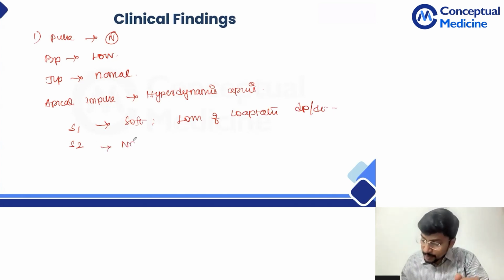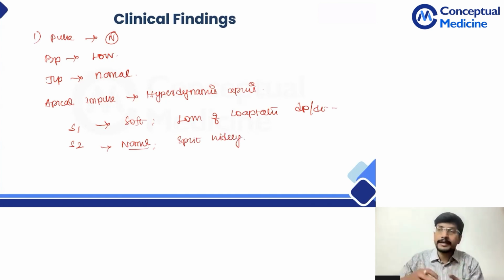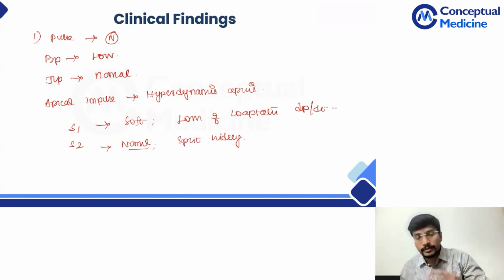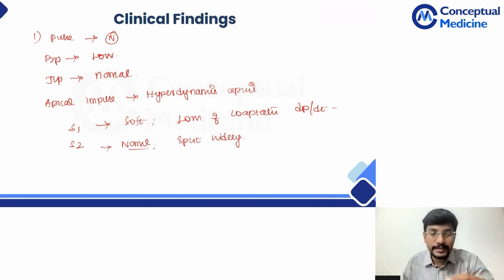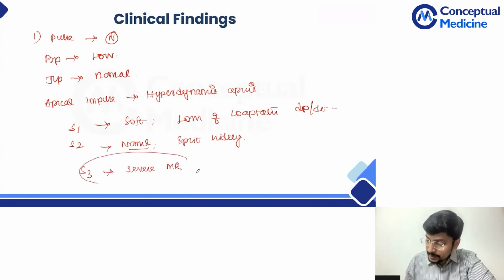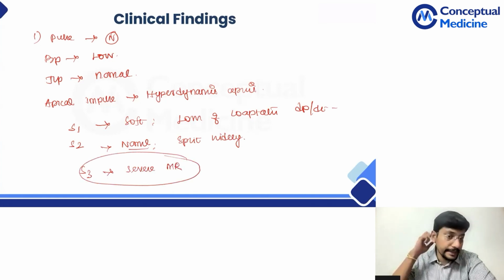S2 is normal. Sometimes it is split widely, meaning because most of the blood enters into the LA, from LV into the aorta the blood is very less, meaning A2 comes very early. A2 comes very early. So that's why the S2 split is wide. S3 is seen in severe MR. In fact, if you find S3, it means clinically severe MR. Okay, guys.